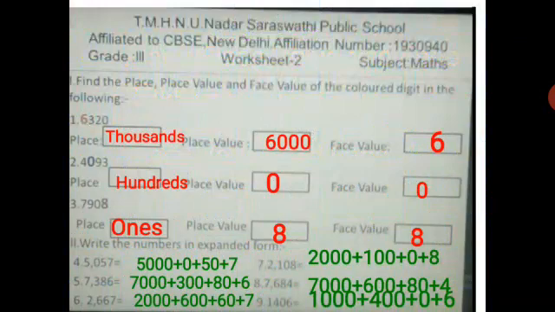Sixth sum, 2667. So what is the answer? 2000 plus 600 plus 60 plus 7. Seventh one is 2108. So 2000 plus 100 plus 0 plus 8. Eighth one, 7684. So 7000 plus 600, 8 in the tens place, so 80 plus 4. Ninth one, 1406. So 1000 plus 400 plus 0 plus 6.